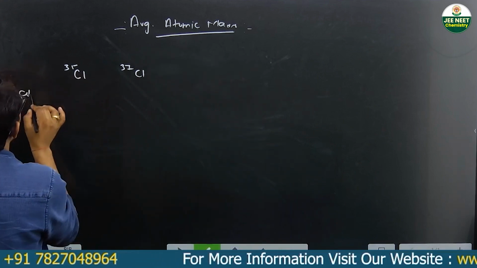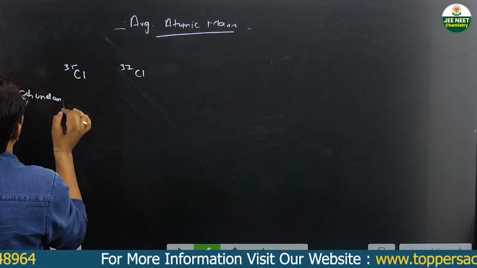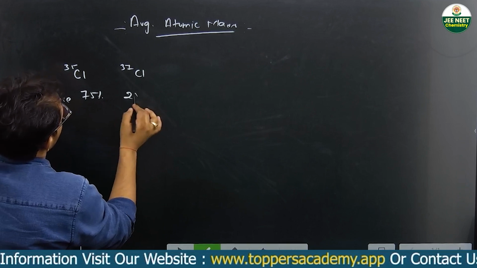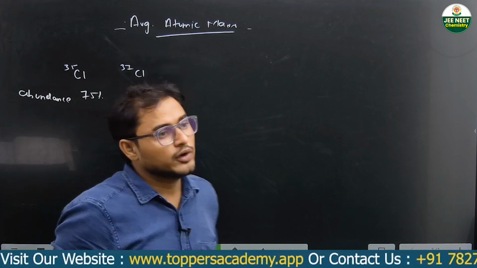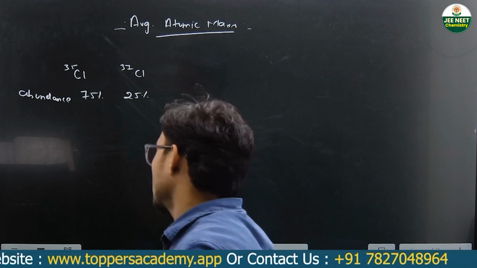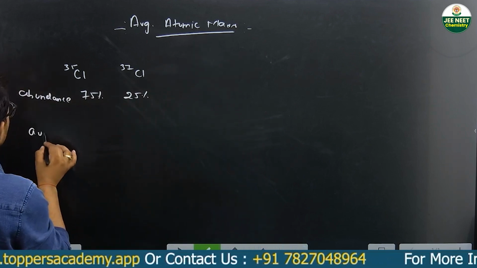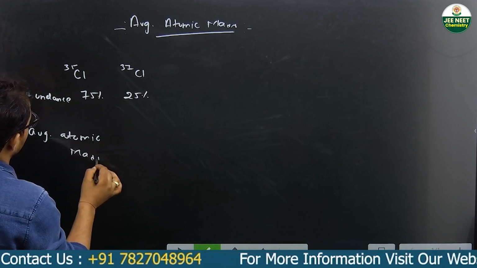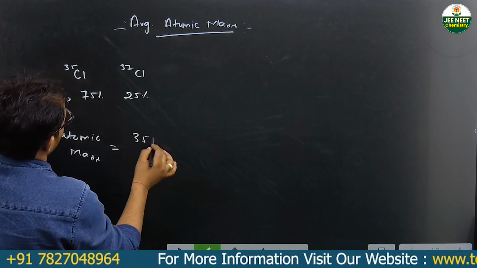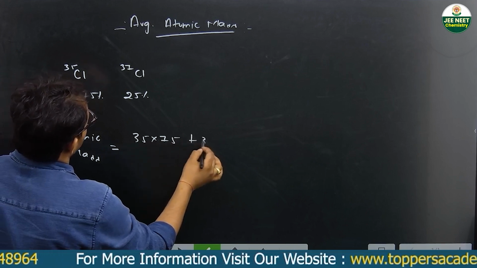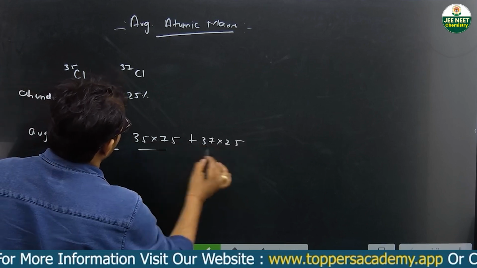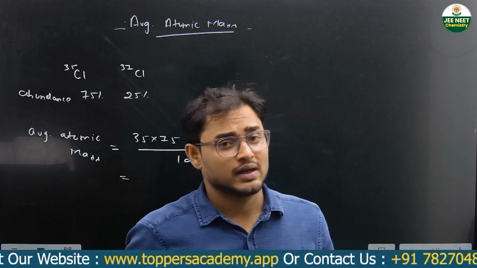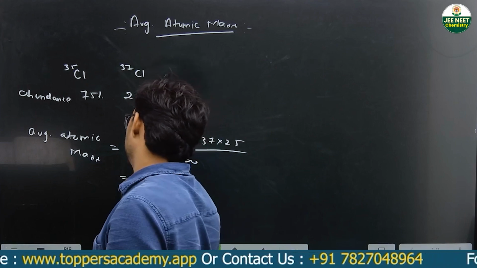So my dear friends, the abundance is 75% available in nature, and 25%, right? Now I'm going to calculate the average atomic mass according to the formula: 35 into 75 plus 37 into 25 upon 100, because it is percentage. When you solve this question, you will get the answer as 35.5.